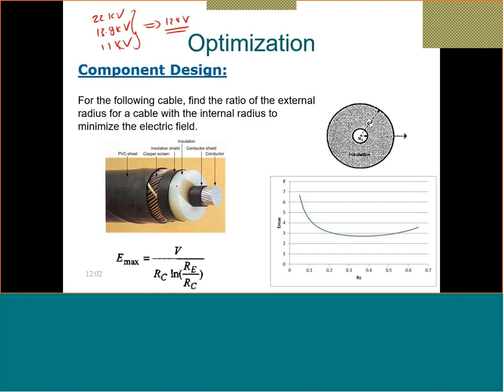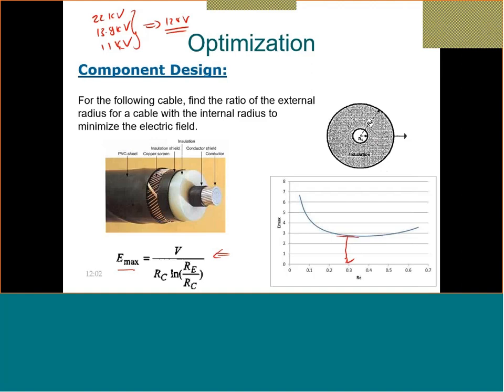The relationship between the electric field and both the radius of the conductor and the overall radius of the cable is given by this relationship. If I want to find the best radius of the conductor so that my electric field is minimized, this is the relationship. If I draw it, you will find that it has a certain minimum point here. So the radius will be something around this point.